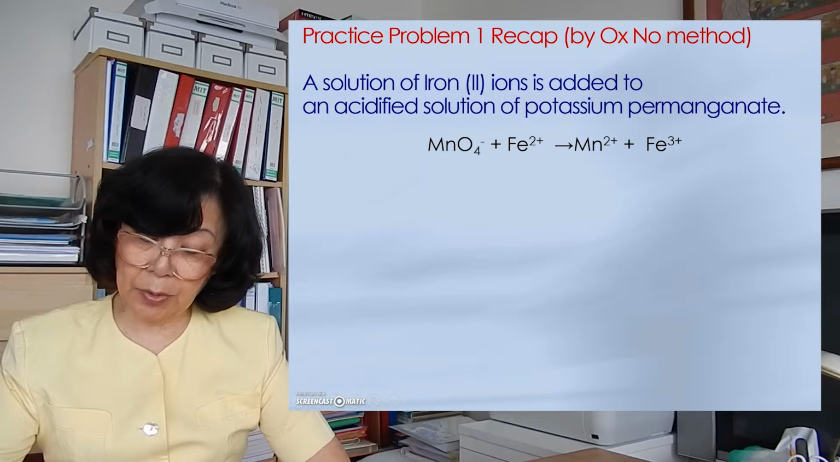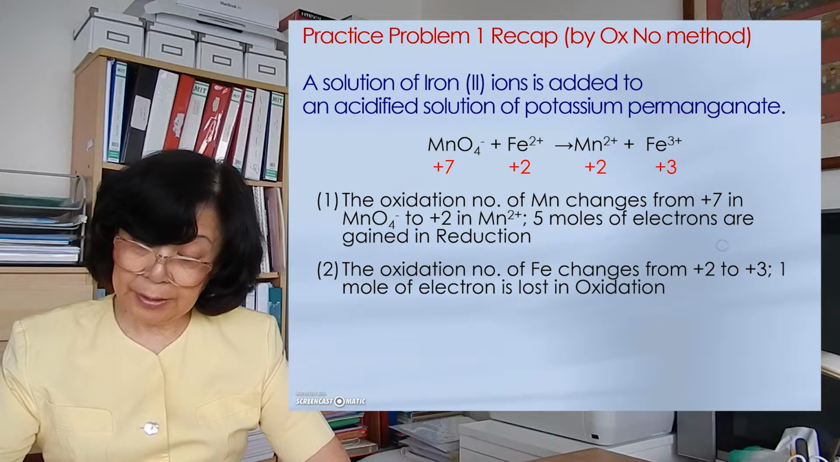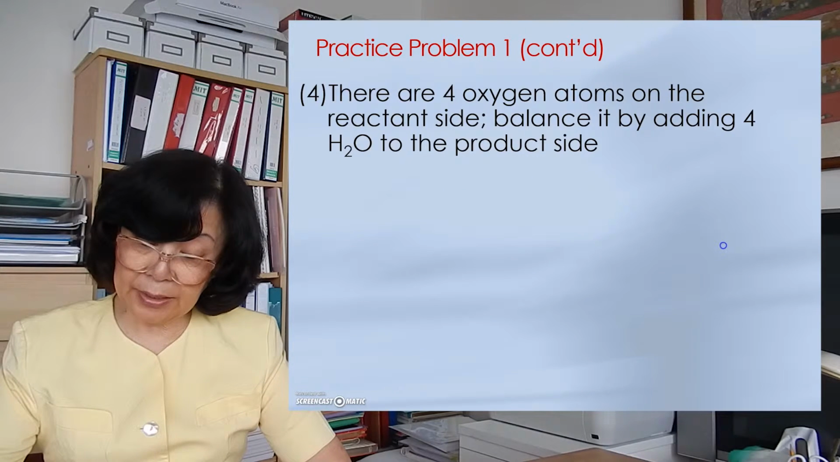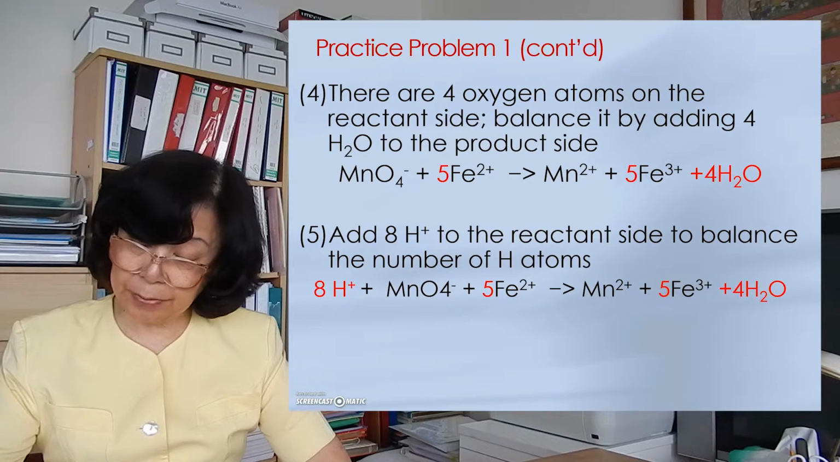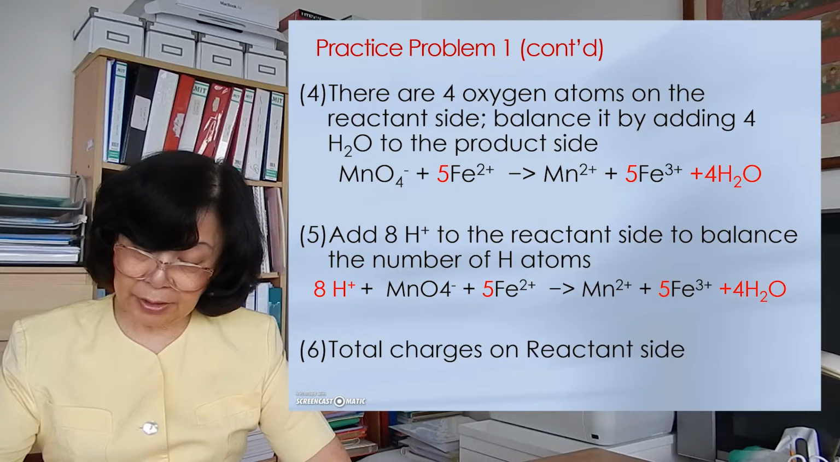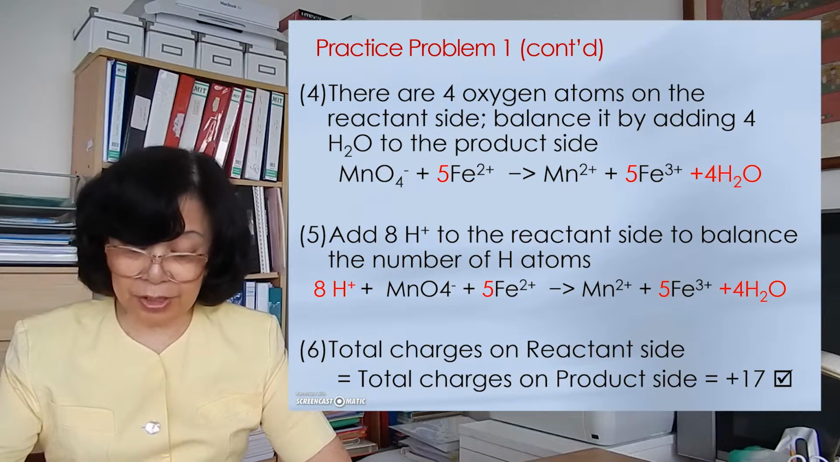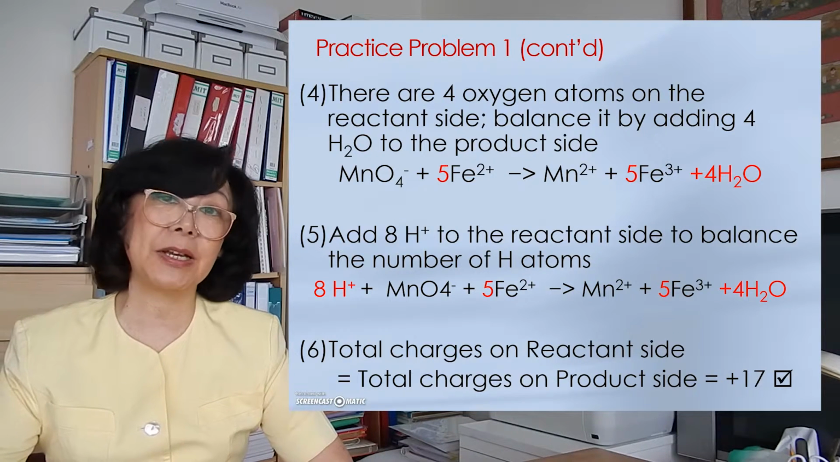So here is a recap of my previous work. I put the oxidation numbers in red, and that's total oxidation number. Once I check the change in oxidation number, I balance the electron, multiply the iron by 5. And then I balance the oxygen in terms of water and add H plus to balance the H atoms. And the total charges I checked is fine. Okay? So be sure you check the charges. Sometimes I do make mistakes. When I check my charges, I know that I made a mistake and I go back and correct myself.